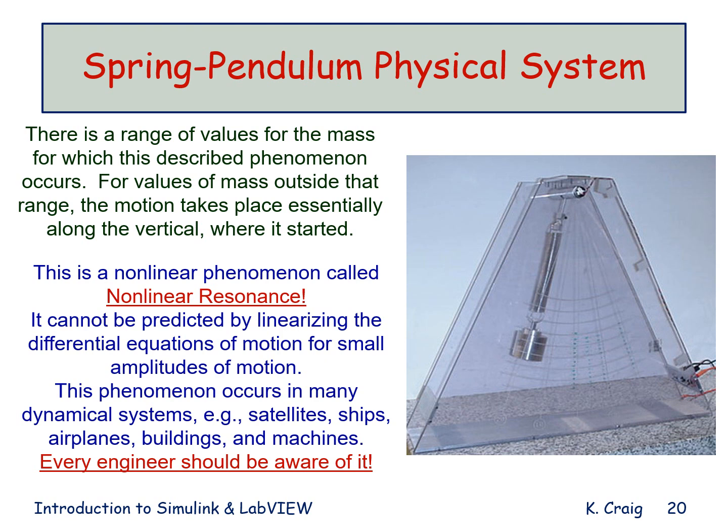Well, as I said, this is the spring pendulum physical system. There is a range of values for the mass for which this described phenomenon occurs. For values of mass outside that range, the motion takes place essentially along the vertical where it started. This is a nonlinear phenomenon called nonlinear resonance. It cannot be predicted by linearizing the differential equations of motion for small amplitudes of motion. This phenomenon occurs in many dynamical systems: satellites, ships, airplanes, buildings, and machines. And every engineer should be aware of it.